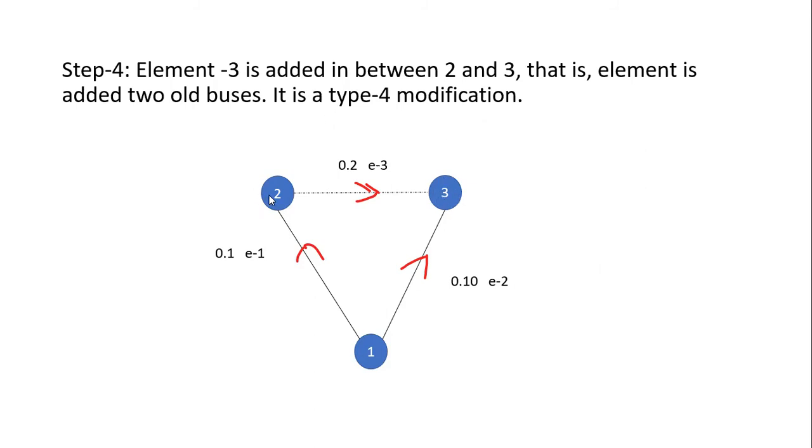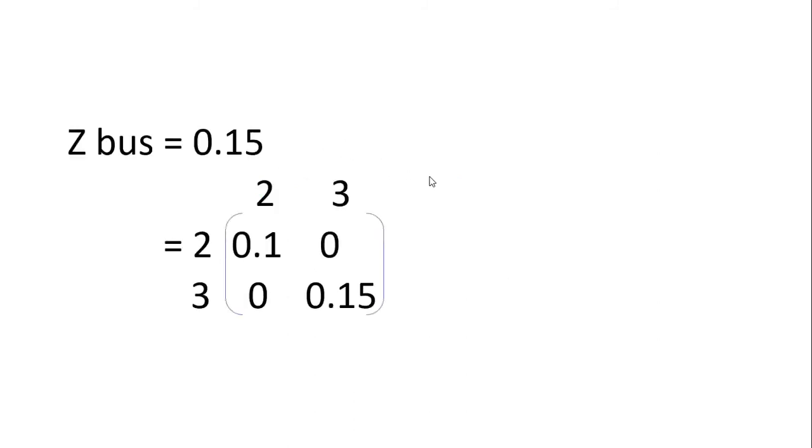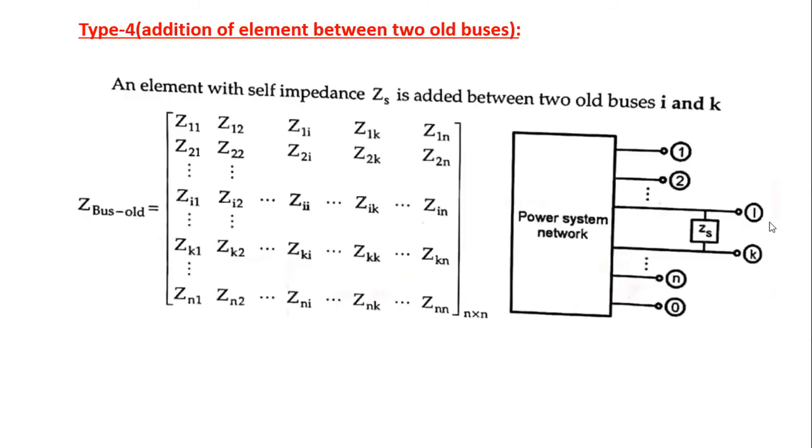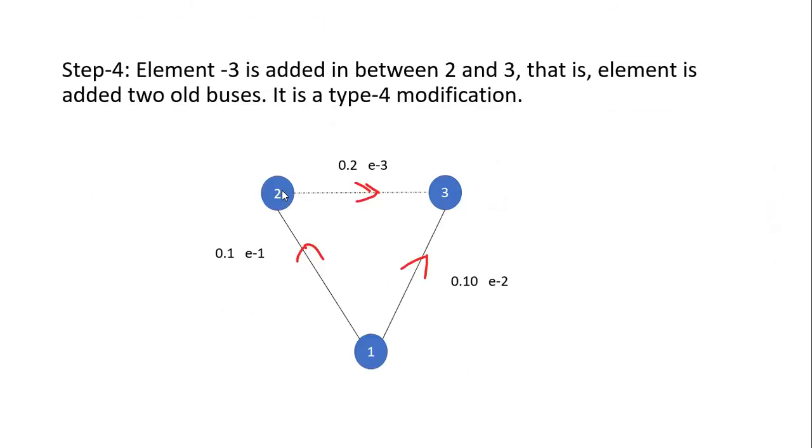The element 3 is added in between the two old buses. Two old buses means like this: that is I and the K. The element ZS is added in between the I and the K. In this diagraph, the I value is considered as 2 and the K value is considered as 3.